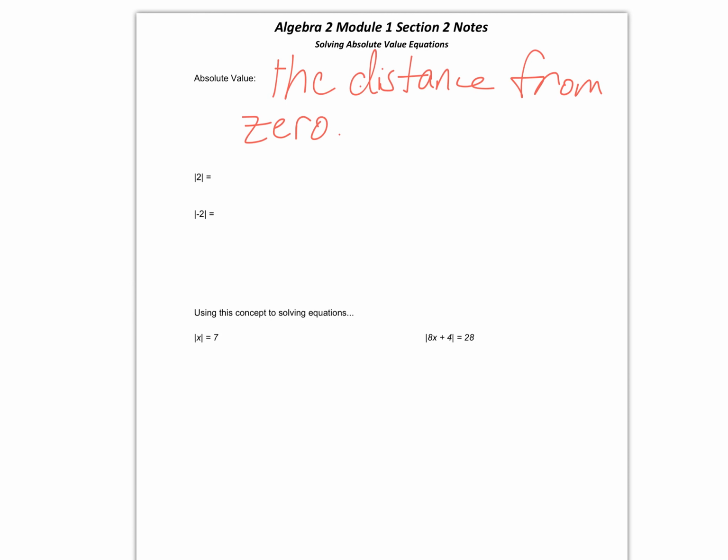If you weren't sure how this was notated, right here, the 2 bars on the outside of the 2 represent absolute value. So if I draw a little number line over here, and in that number line I put 0 in the middle, there's 1, there's 2. What is the distance from 2 to 0? Well, that is 2 units. So the absolute value of 2 is 2.